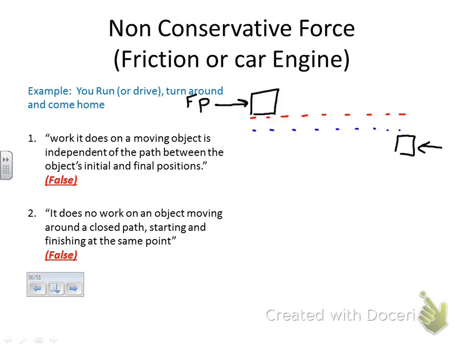For the first part of our trip, the force is pointing this way, the displacement is pointing this way, so the work done is positive. For the second part of our trip, the force is pointing this way, the displacement is pointing this way, so the work done is also positive. It's not possible for these two works to cancel out because they're both positive.